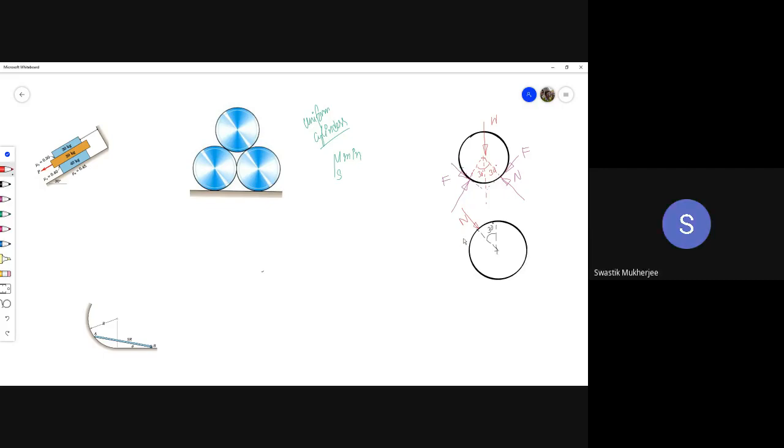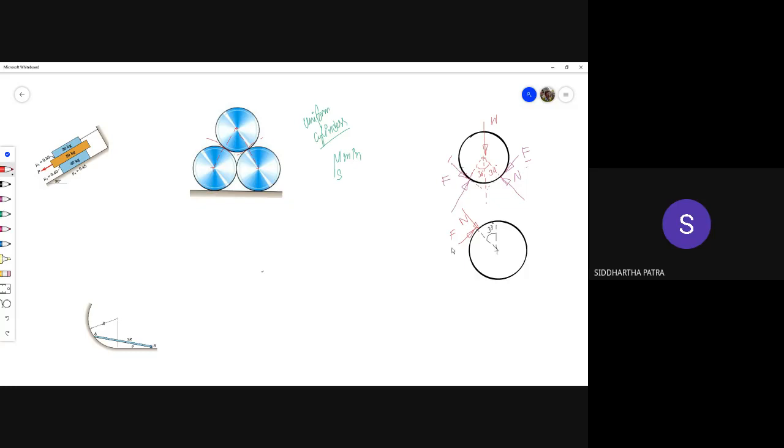Sir, shouldn't the direction of friction be opposite, as in this and this? Yes, sir. No, friction is tangential. So you'll have to draw the tangents at these two locations. Does it look like these two tangents are not the same straight line? So there is no question of opposite friction.